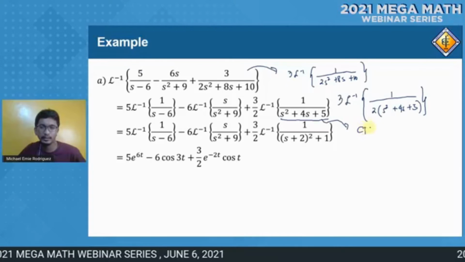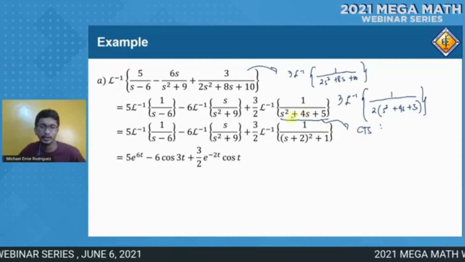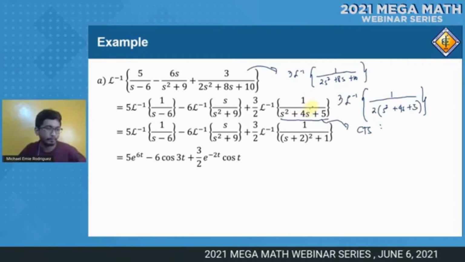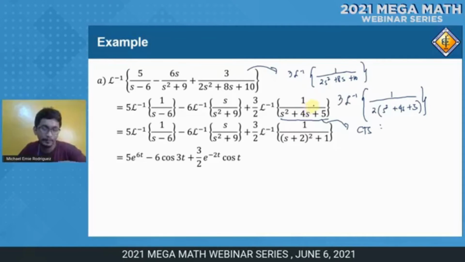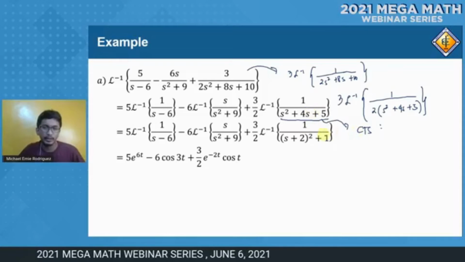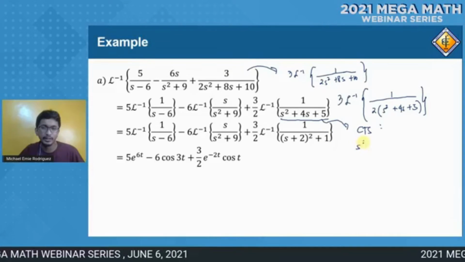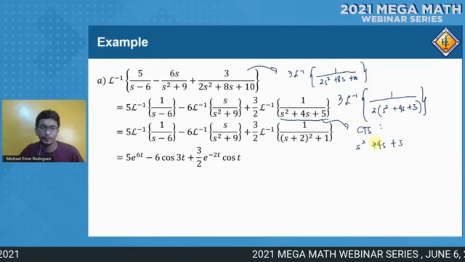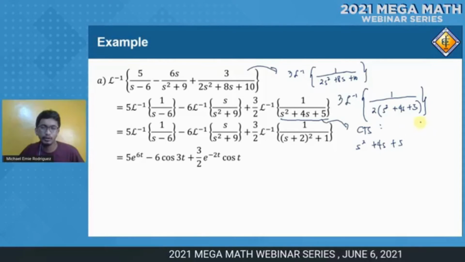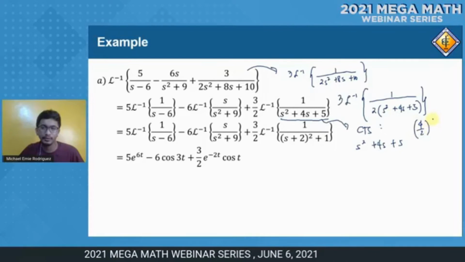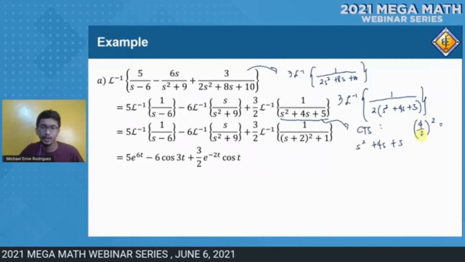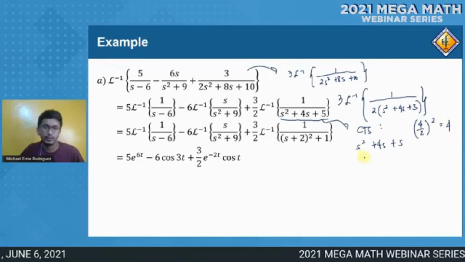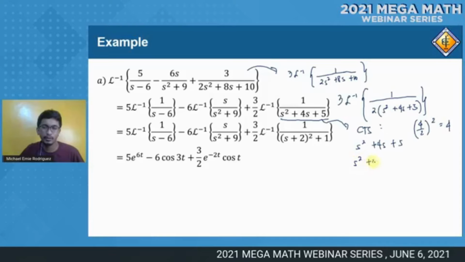Apply tayo ulit ng completing the square since wala tayong gantong form on your Laplace transform table. Okay? Apply natin yung ating completing the square, CTS. So, again, by CTS, so s squared plus 4s plus 5. Kunin natin yung 4. Okay, so 4 over 2 squared. Ayan, no? So, 4 over 2 is 2 squared. 2 squared is 4. So, s squared plus 4s.